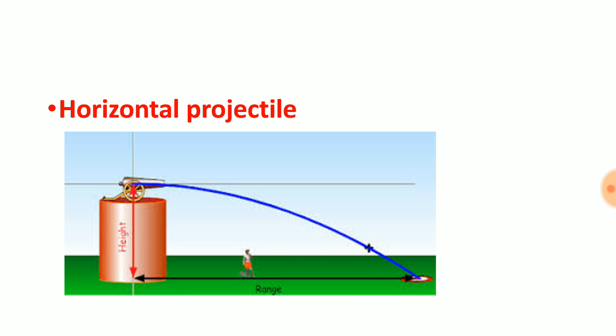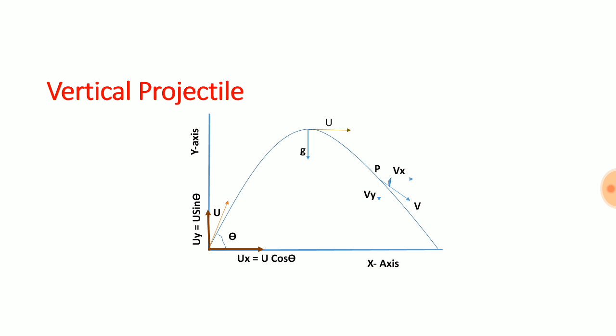Now let us see, there are two cases of projectile. One is horizontal projectile and another is vertical projectile. If a body is projected in horizontal direction, like this, parallel to the x-axis, such a projectile is called horizontal projectile. But if a body is projected like this towards vertical direction, such a projectile is called vertical projectile.